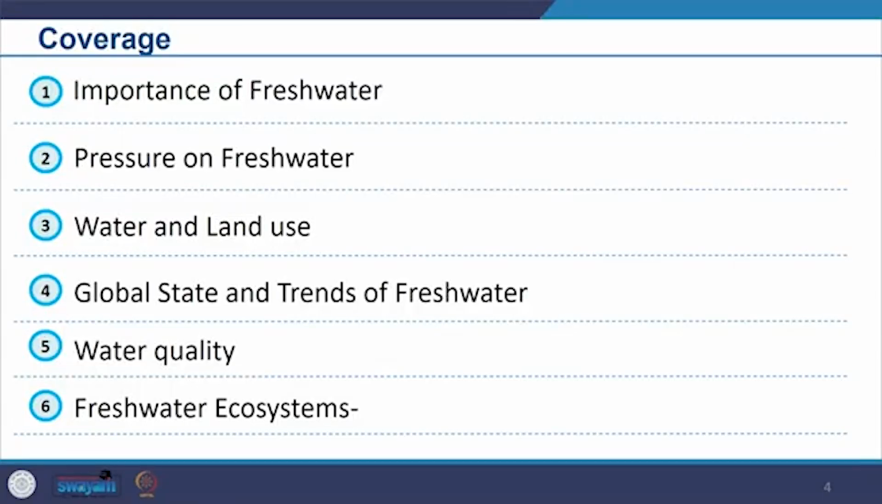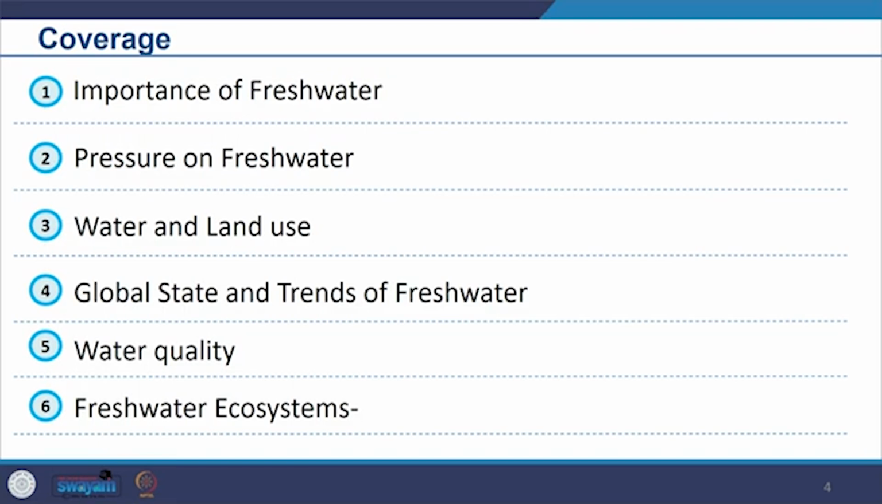Welcome to the course Environmental Impact Assessment. Today we will look at the state of fresh water, which is an essential element for us. Accordingly, our coverage will include the importance of fresh water. We will look at different pressures on fresh water, especially due to climate change. Further, we'll look into water and land use, and then into global state and trends regarding fresh water. Particularly, we'll look into water quantity, water withdrawal rates, glacial retreat, and water scarcity.